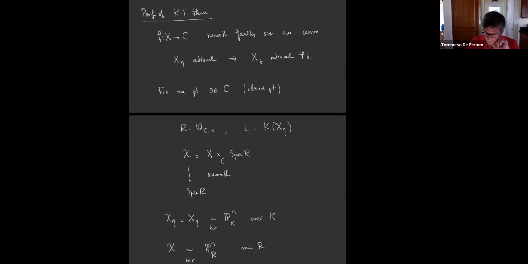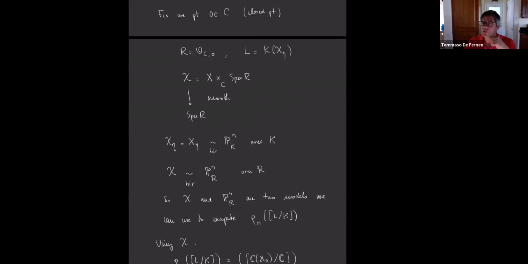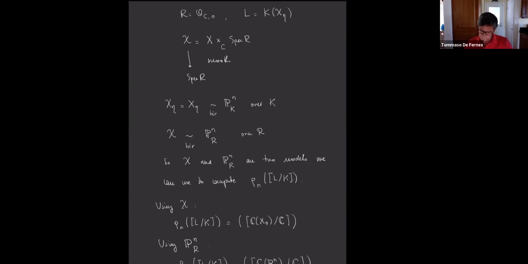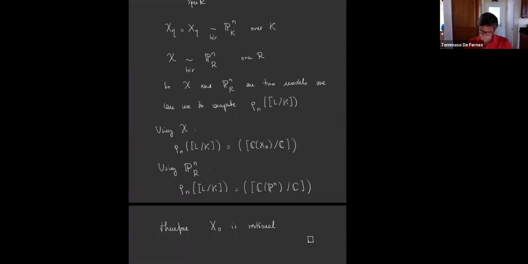Okay, so the rationality of the generic fiber just allows you to pick up these two different models. One is a flat, constant model of projective spaces. Another one is the one that degenerates into X0. Okay, so that's the end of what I want to talk about today. Any questions?